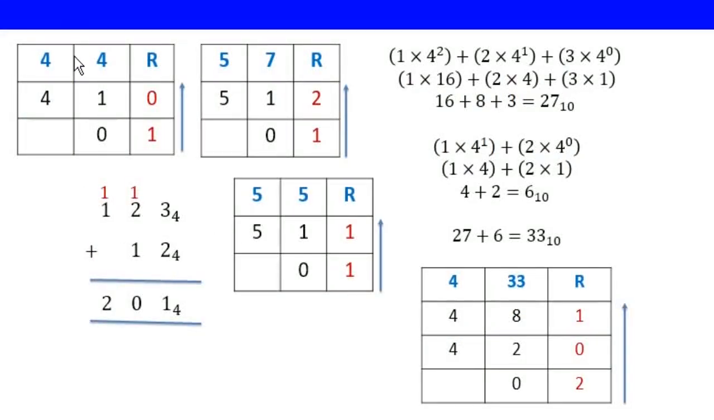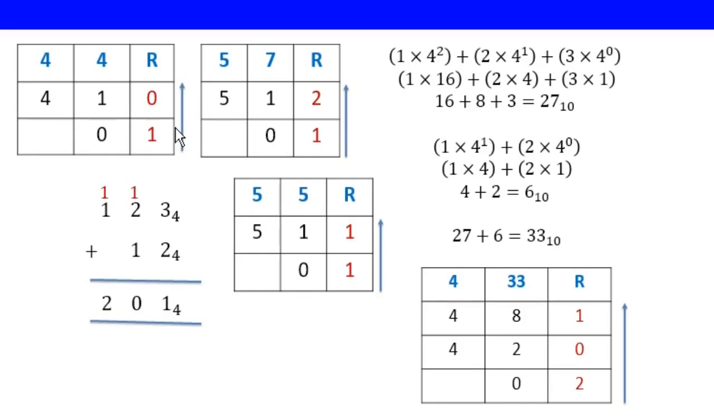Now, if I'm to convert 4 in base 10 to base 4, let's see what I'll get. What is 4 divided by 4? It is 1, remainder 0. What is 1 divided by 4? It is 0, remainder 1. So the answer is 10.